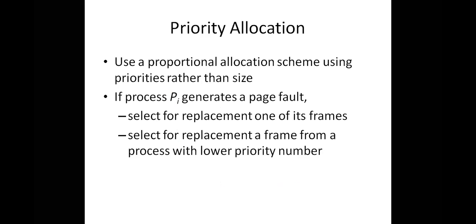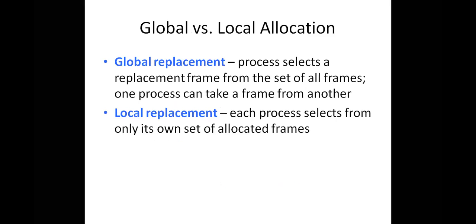And the next one is priority allocation. So what is priority allocation? The high priority process will get more frames when compared to the low priority process. That is called priority allocation. As the name indicates, you need to allocate more frames to the high priority process when compared to the lowest priority process.